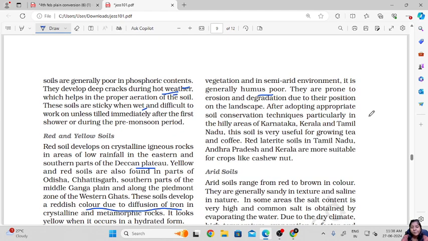They are very prone to erosion and degradation due to their position on the landscape. After adopting appropriate soil conservation techniques, particularly in the hilly areas of Karnataka, Kerala and Tamil Nadu, this soil is very useful for growing tea and coffee. Red laterite soils in Tamil Nadu, Andhra Pradesh and Kerala are more suitable for crops like cashew nuts.